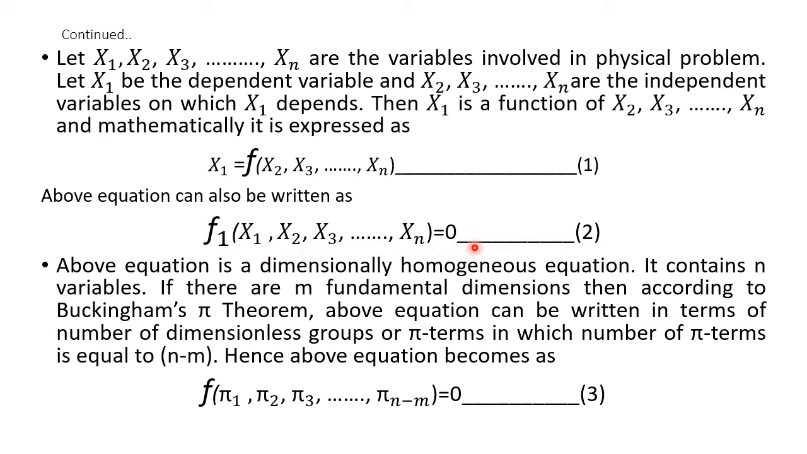Okay, so the above equation is a dimensionally homogeneous equation. It contains n variables. So the total number of variables is the sum of dependent variables as well as independent variables. The total number of variables in that problem we call n. Okay, if there are m fundamental dimensions, then according to Buckingham's pi theorem, the above equation can be written in terms of a number of dimensionless groups or pi terms.